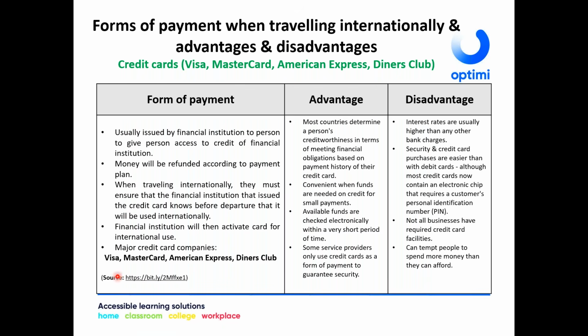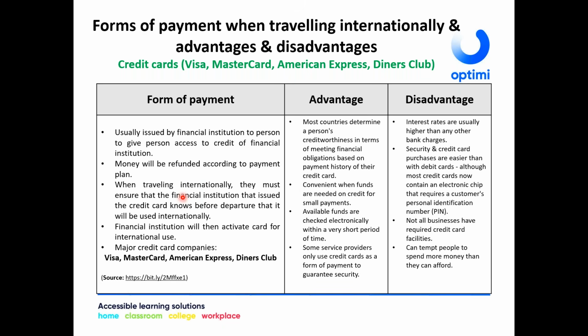It is usually issued by financial institutions to a person to give that person access to credit from the financial institution. Money will be refunded according to the payment plan. So most people say, for instance, that they will pay it off over 6 months or over 12 months. And according to that, you will have money available on your credit card.